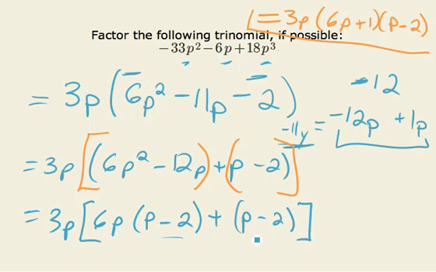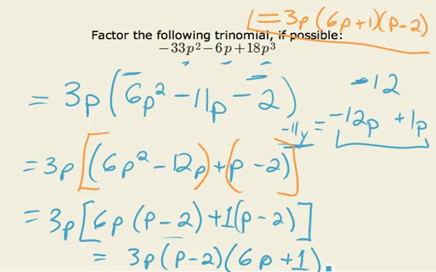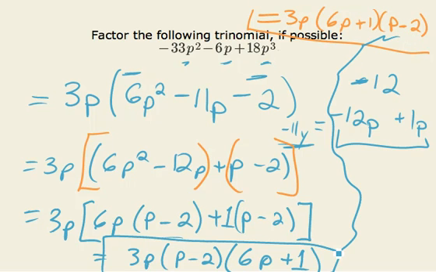And I got a p minus 2 that shows up in both places, so I can factor that out. So I still have this 3p hanging around. I factor out a p minus 2. What am I left with? I got a 6p. Plus, there's a 1 in there. Don't forget your 1. Plus a 1. And this thing happens to be the same thing that we came up with up there, right? So either way, we get the same answer. This is our factored form. It was possible.